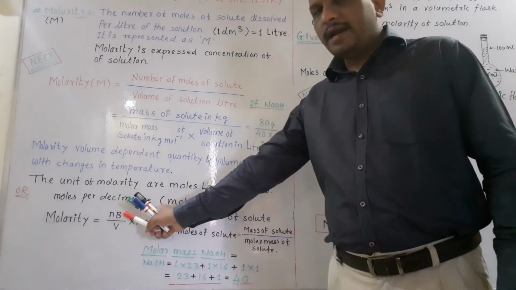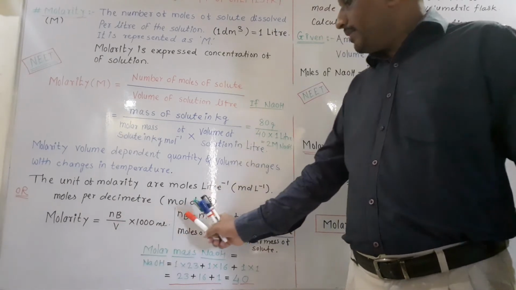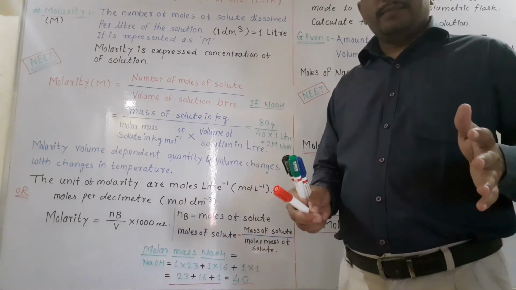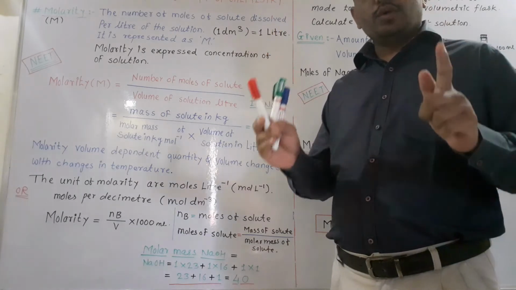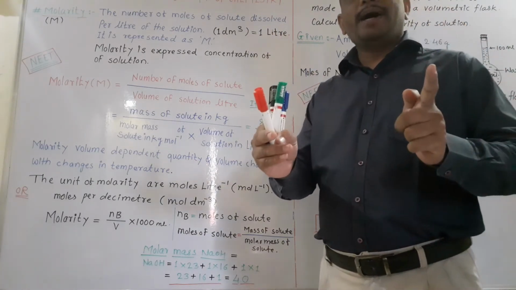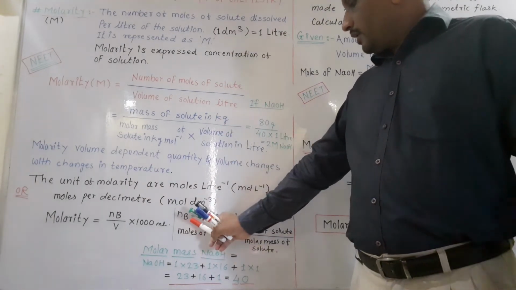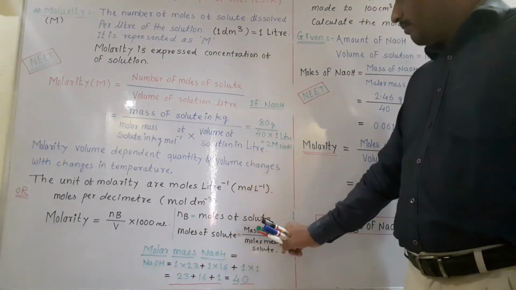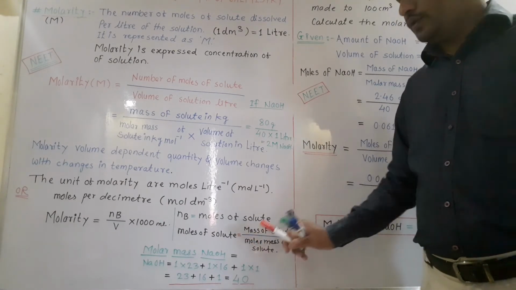Here nB is moles of solute, and we know that the number of moles of solute is equal to mass of solute divided by molar mass of solute.